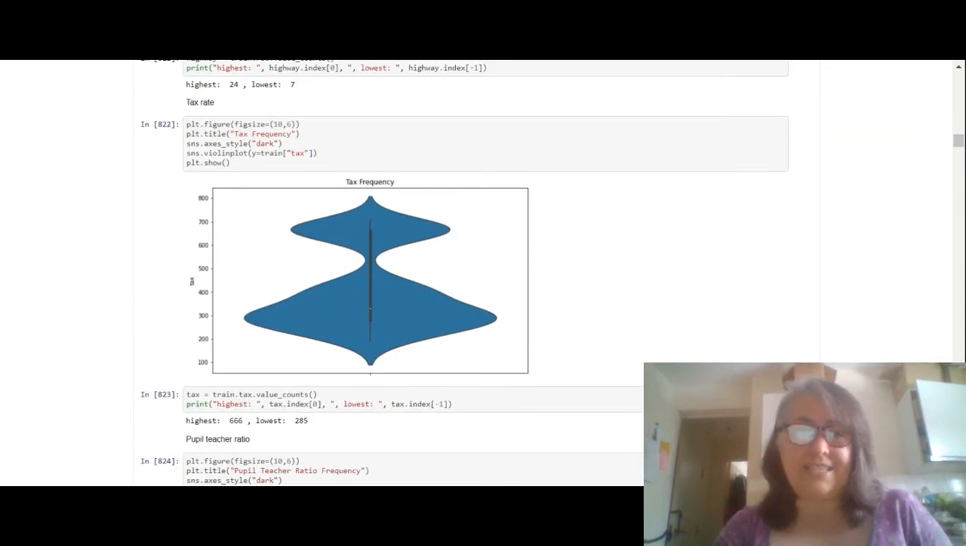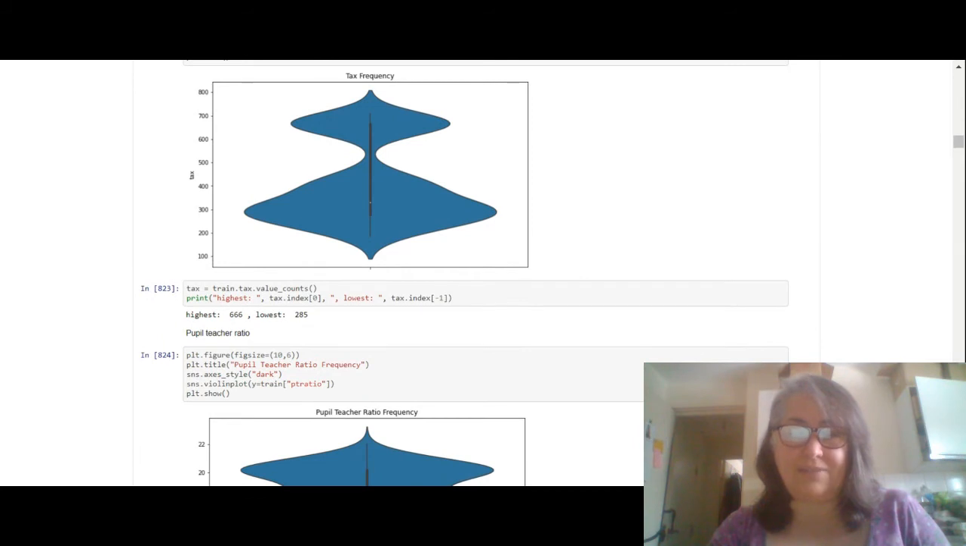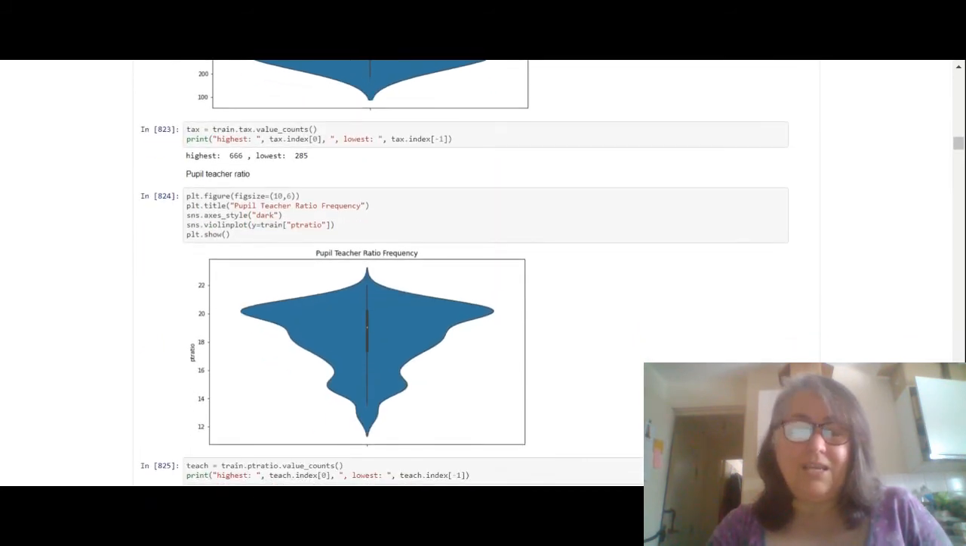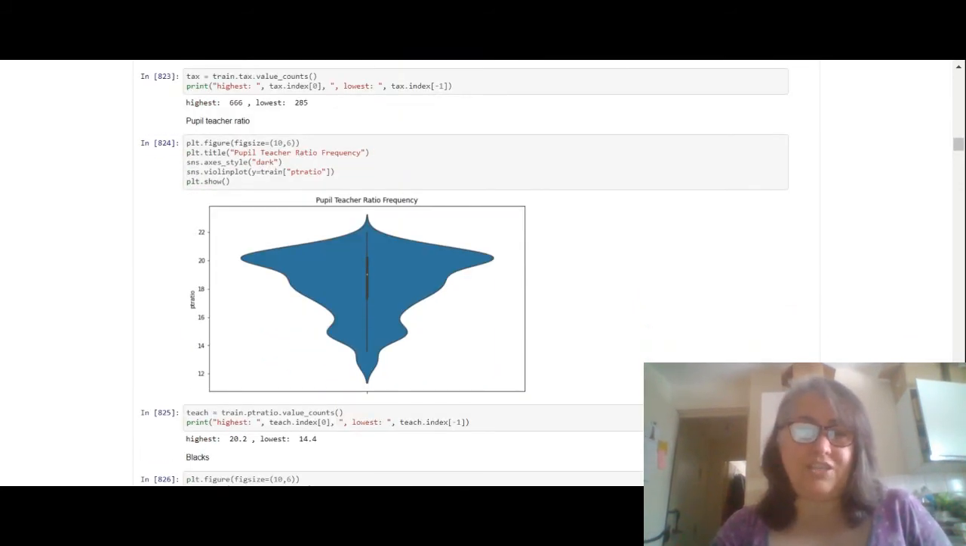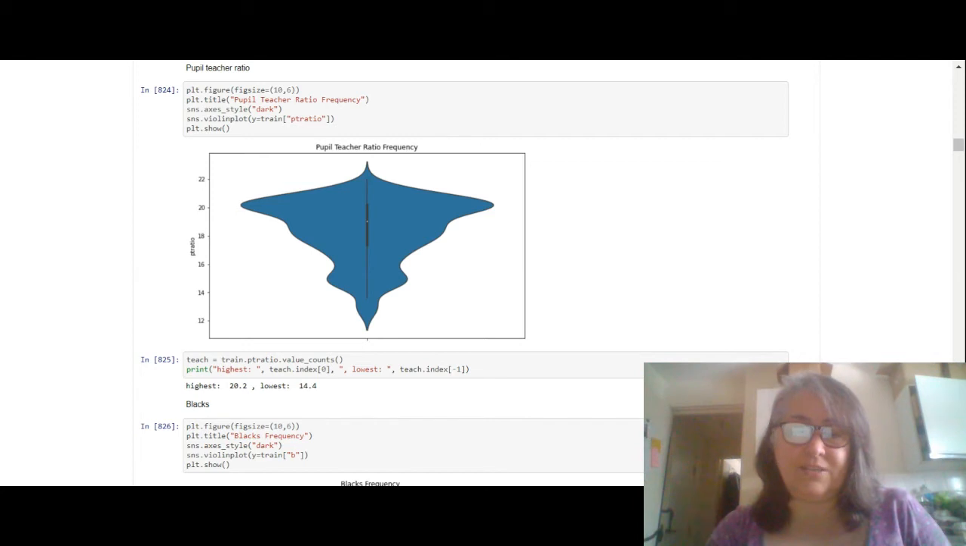Now we're going to check the tax rate. So we've got a violin chart. So the highest value is going to be 666. That's very ominous. And the lowest value is going to be 285. Now what we're going to do is check the pupil-teacher ratio. And you've got another violin chart. The highest value is going to be 20.2. And the lowest value is going to be 14.4.